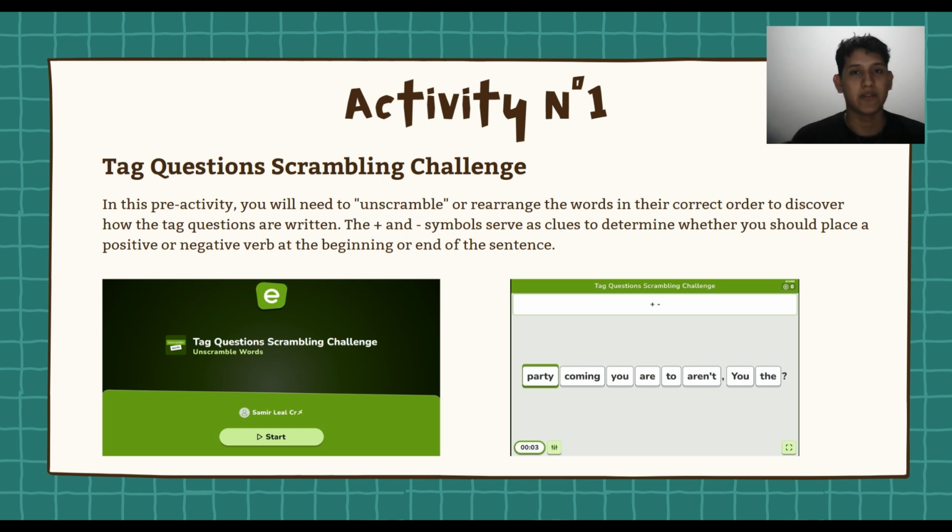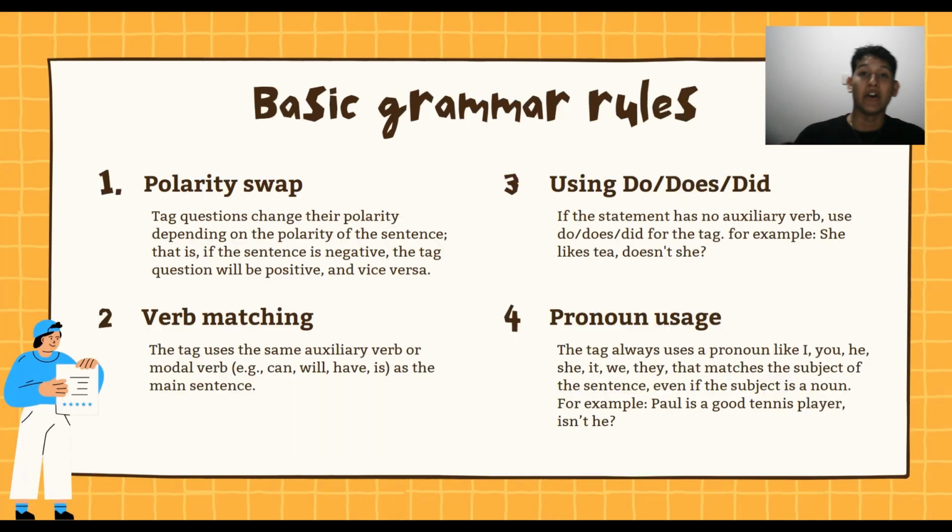Don't worry if you don't get it correct the first times. It's just to see how much you know about this topic. So good luck and come back when you complete it. Oh great, you're back. I hope you did well in Activity 1.